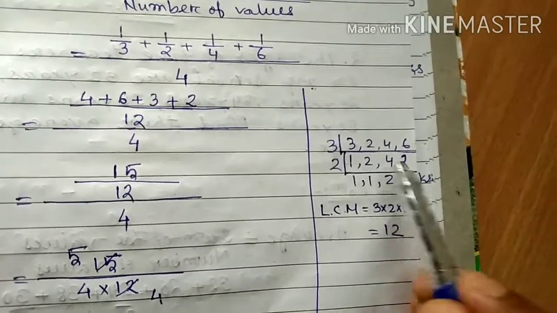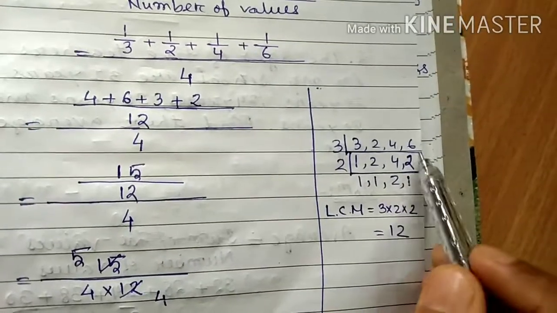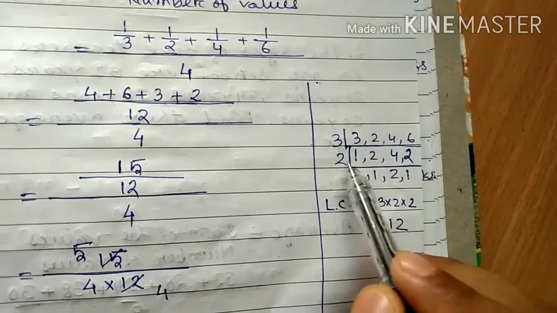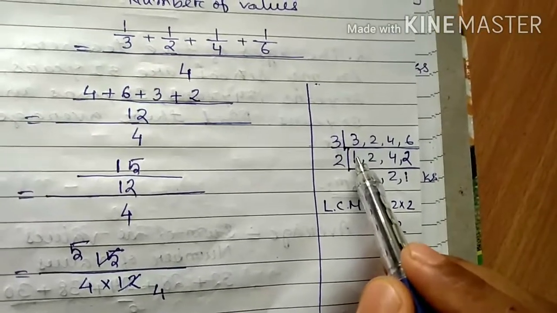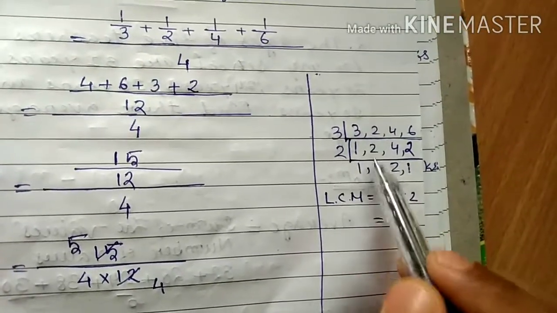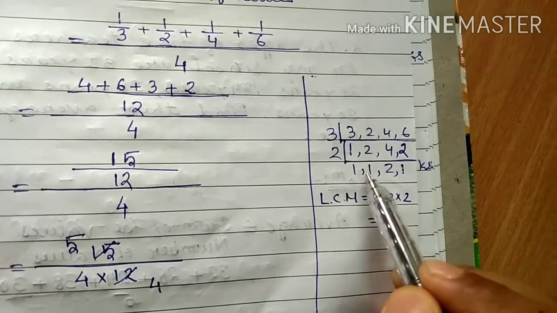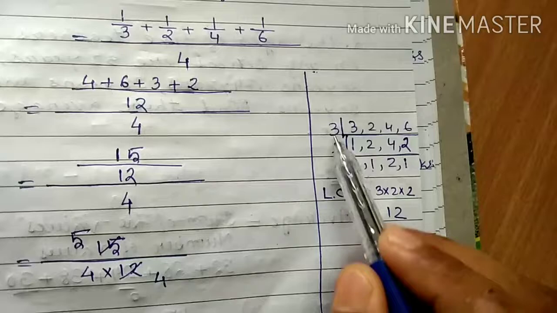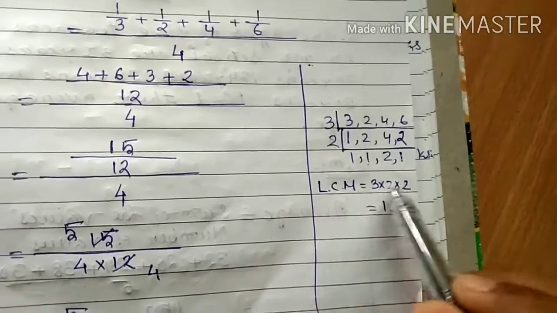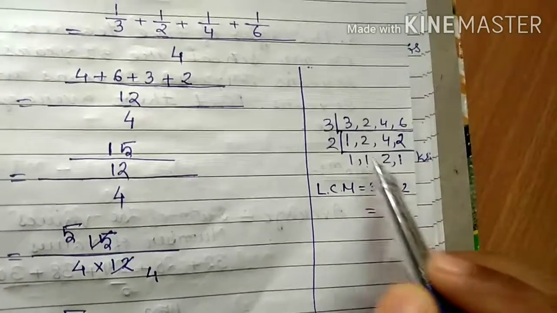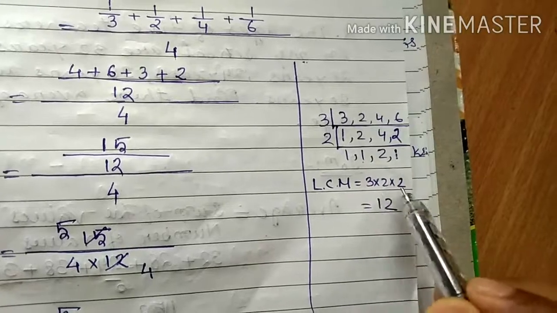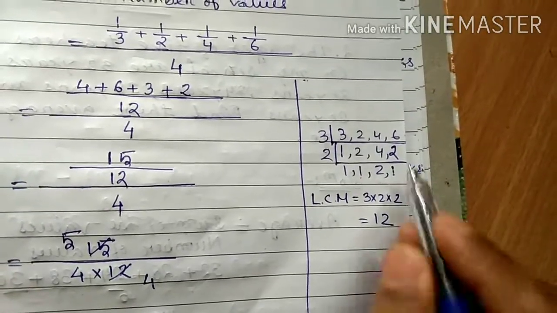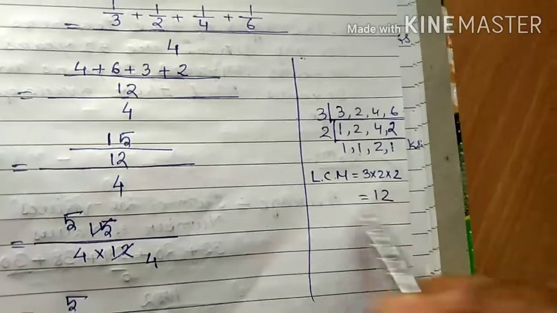So 3 2s are 6. In this way we get it. Next, now it is divisible by 2 also. So 1 is not divisible, so you write 1, and 2 is divisible by 2. Therefore 2 1s are 2, 2 2s are 4, 2 1s are 2. Now you multiply all the numbers, then you will get the LCM. 3 into 2 into 2, and if you multiply by 1 also you will get the same. So 12 into 1, you will get what? 12. So 12 is the LCM.